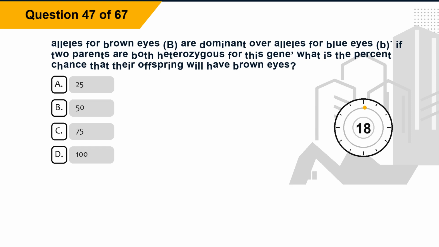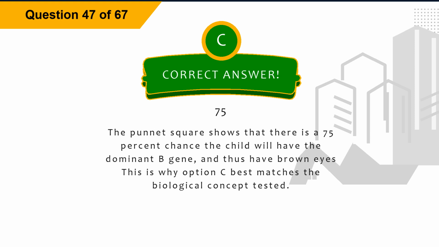Question 47. Alleles for brown eyes, B, are dominant over alleles for blue eyes, b. If two parents are both heterozygous for this gene, what is the percent chance that their offspring will have brown eyes? Option A, 25. Option B, 50. Option C, 75. Option D, 100. The correct answer is option C, 75.